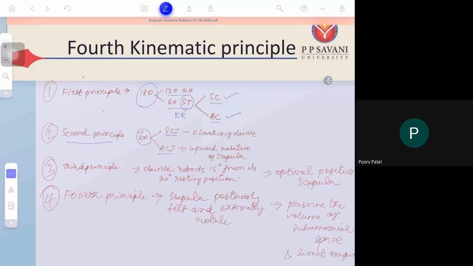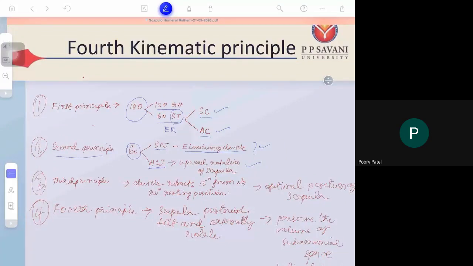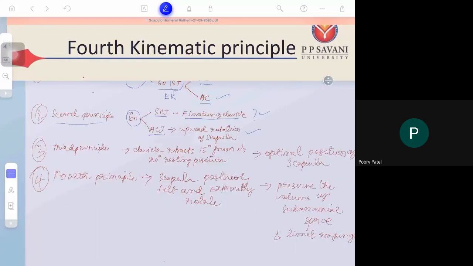So what movements occur in the sternoclavicular joint? In the sternoclavicular joint, elevation movement occurs, that is elevation of the clavicle. In the acromioclavicular joint, upward rotation of the scapula. The third principle is the clavicle retracts 15 degrees from its resting position, that is 20 degrees. 20 degree retracted position. Clear?